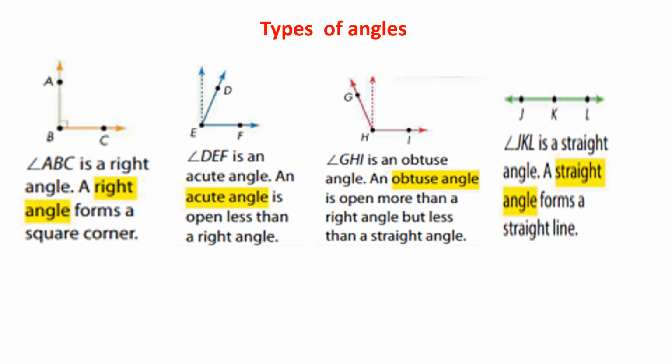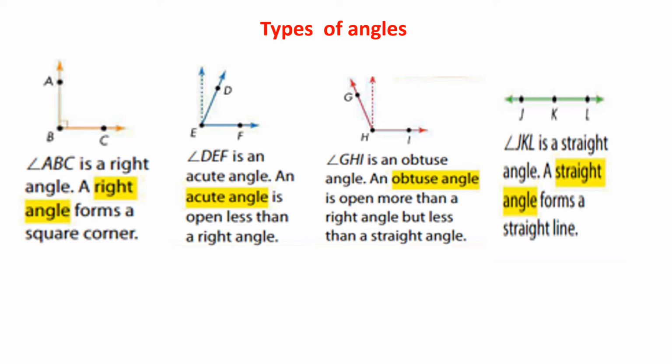So the straight angle, which is the fourth one, looks like a straight line. But for the straight line, we can name it using 2 points on it. For the straight angle, we're going to name it using the 3 points on that line. So this one is going to be a straight angle, and we can name it as angle JKL or angle LKJ. Or we can name it using the vertex of this one, which is point K. Okay, so the straight angle, as I said, looks like a straight line.